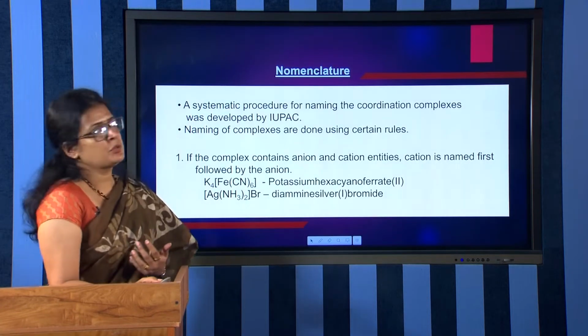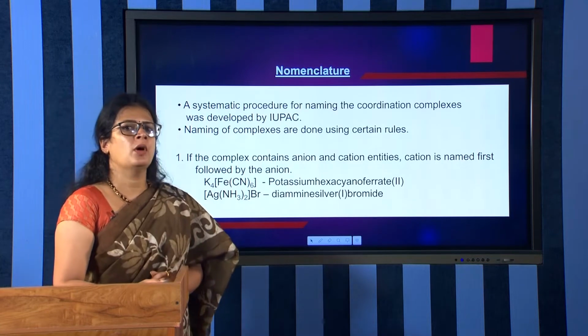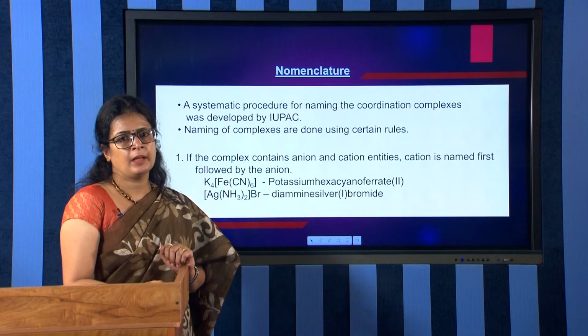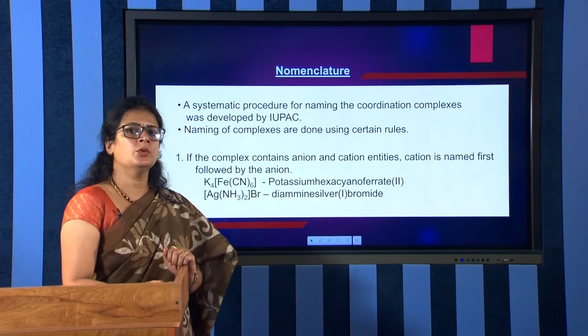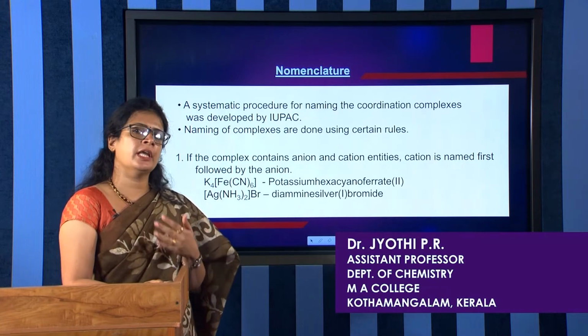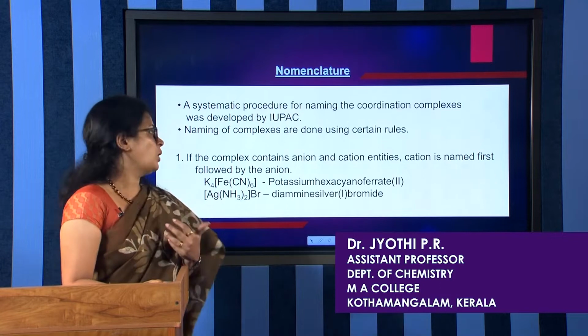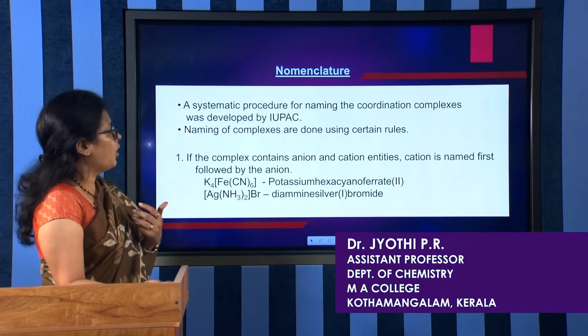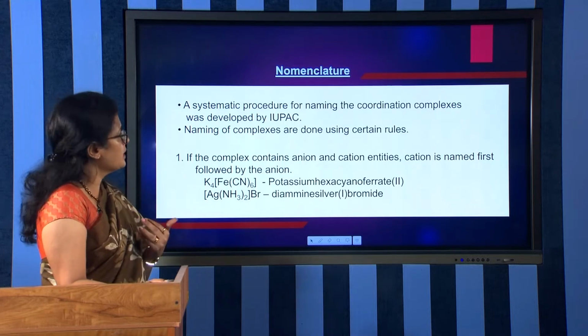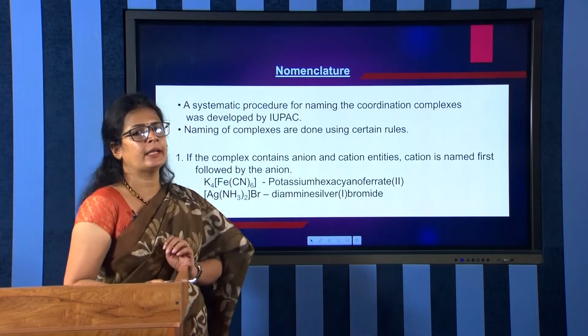A systematic procedure for naming coordination compounds was developed by IUPAC, the International Union of Pure and Applied Chemistry, and the naming of complexes is done using certain rules, which we have to follow one by one to name a complex. Rule number 1: if a complex contains anion and cation entities, the cation is named first, followed by the anion.